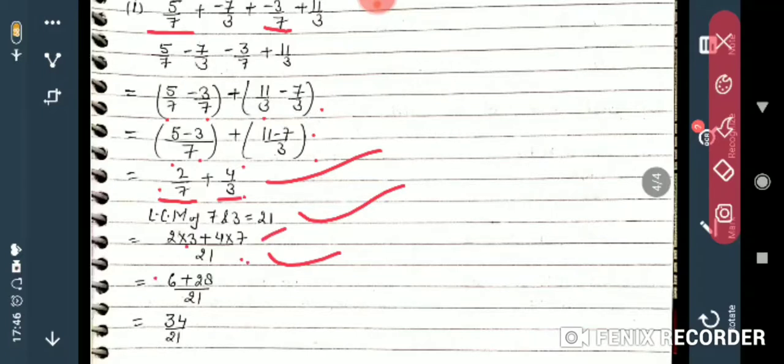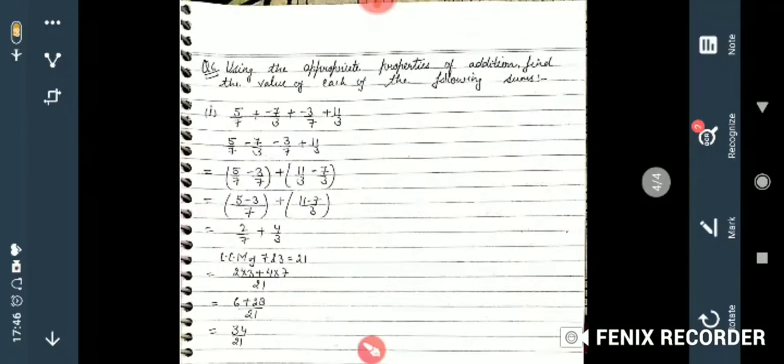So 2 threes are 6, 4 sevens are 28. Now you will add both the numbers. 28 plus 6, you will get 34 upon 21 as the required answer.